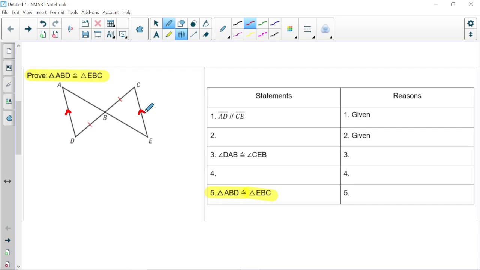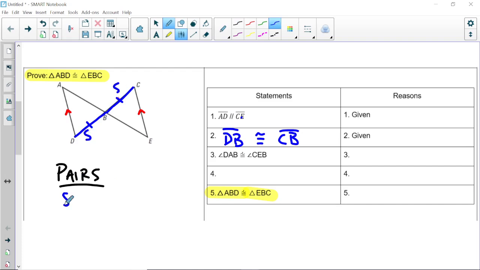If we look at our second line, that reason for number 2 is also given. So we have to look at the diagram for another piece of given information. It looks like we have tick marks on segment DB and segment CB. That looks like given information as well, so we can mark that those are congruent. Segment DB is congruent to segment CB. And just like before, we can write down below that we've got a pair of S's. These are sides, so I've got a pair of blue S's.